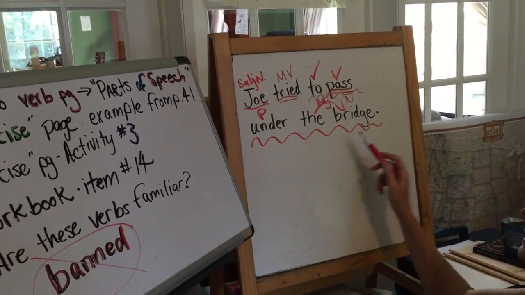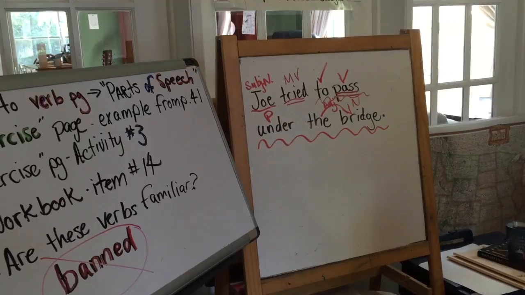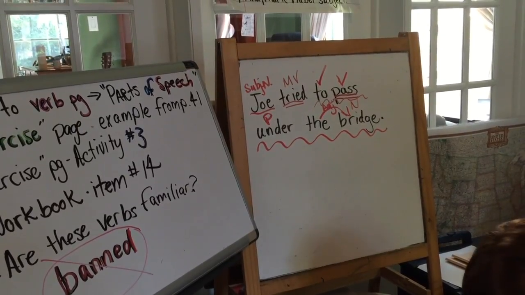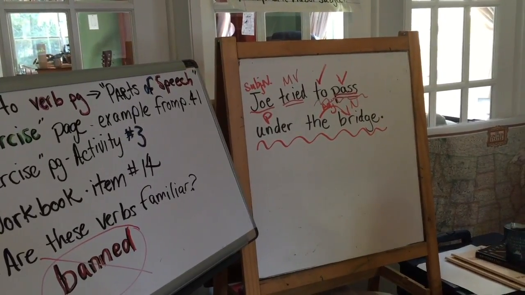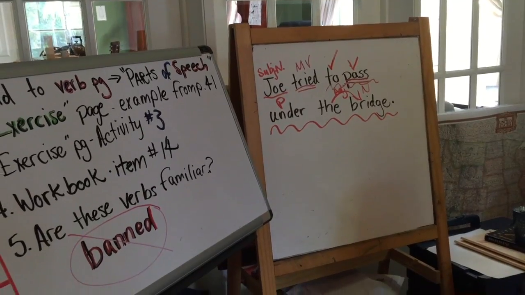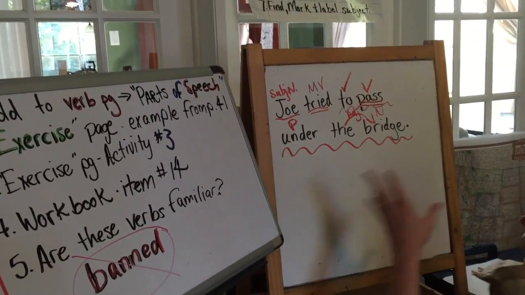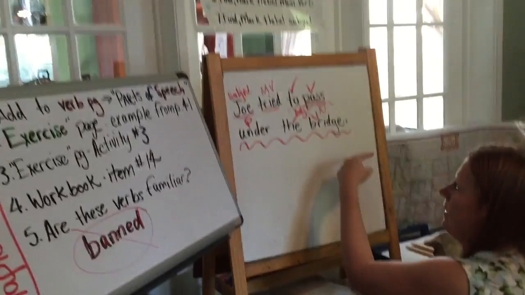Joe tried to pass under the bridge. Everything is marked, right? You guys, you don't have to put to pass or under the bridge. You can add whatever infinitive phrase and prepositional phrase you want to. Let's do another one.